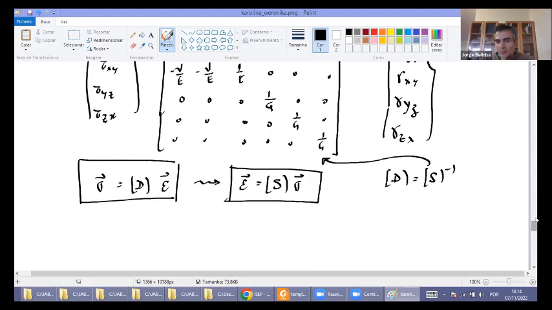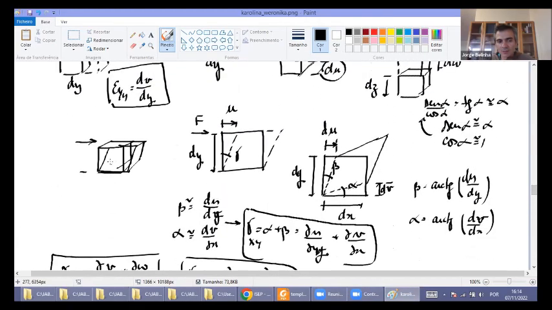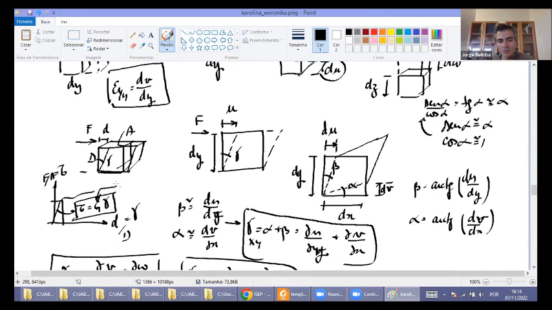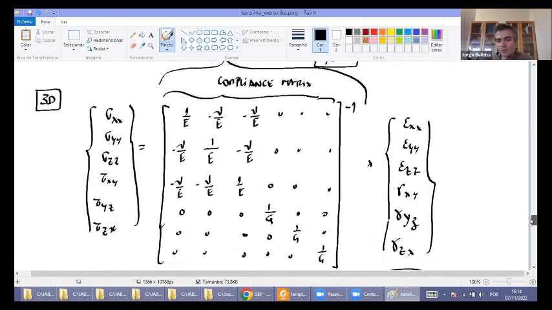This G is easy. When you analyze your cube like this, you'll get this graph, okay? This is the force, this is the displacement. If you divide the displacement by this side here, you get the gamma. If you divide the force by the area, you get the tau. And so in this part, you can relate the tau with gamma with G. G is the distortion modulus. It's like the elasticity modulus, but for shear, okay?